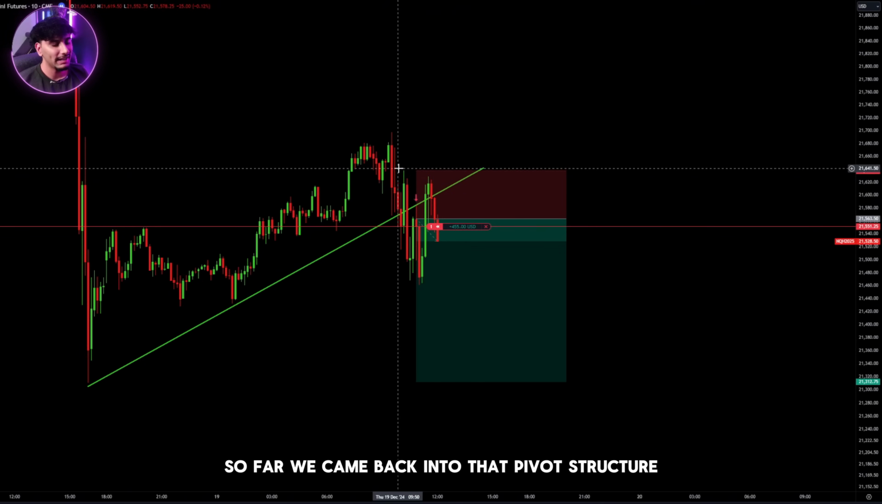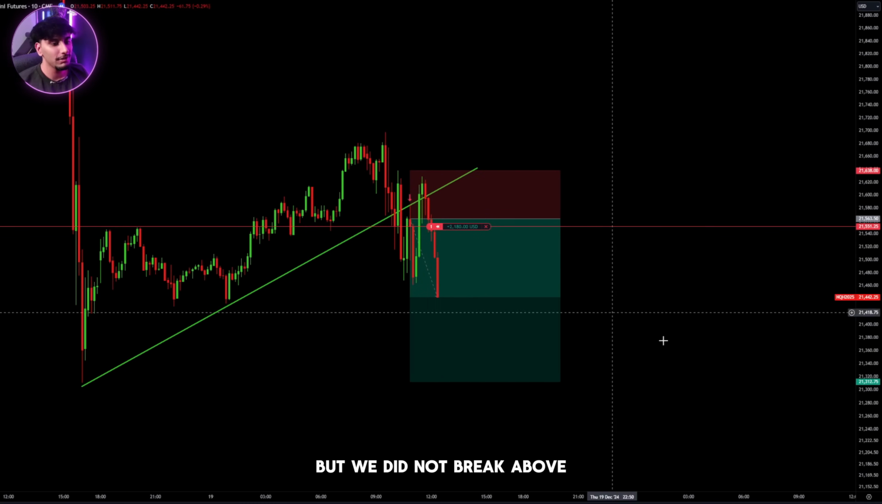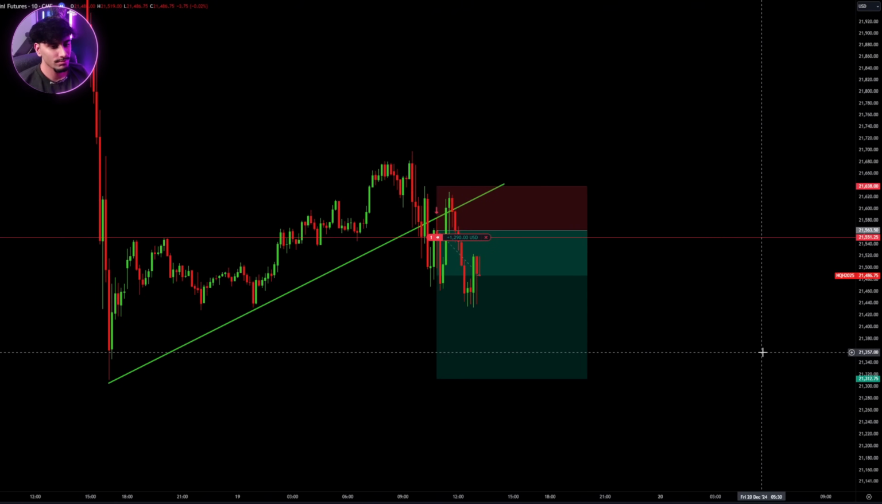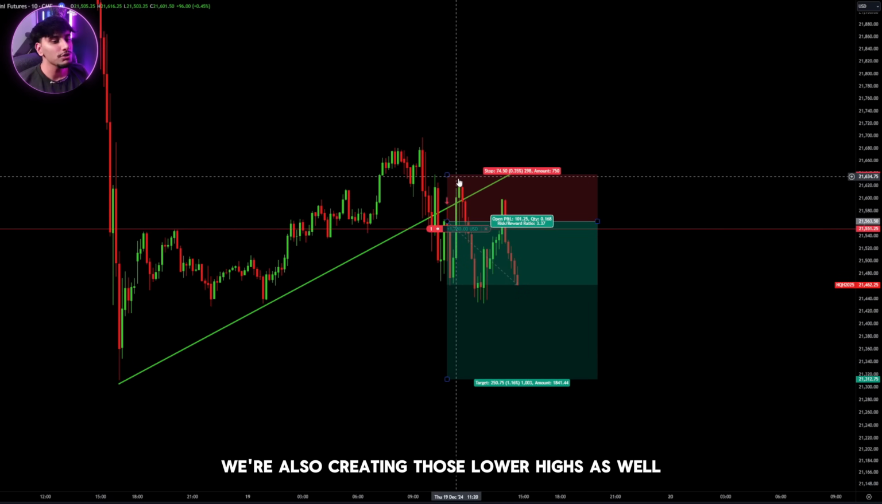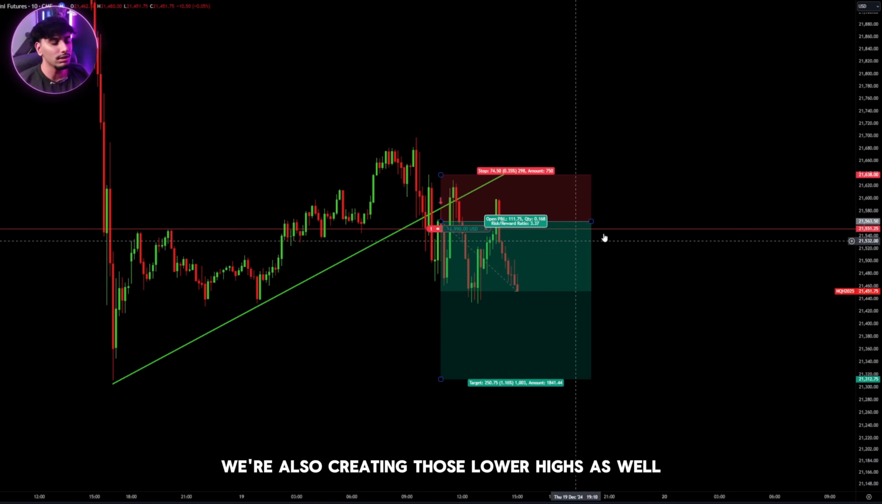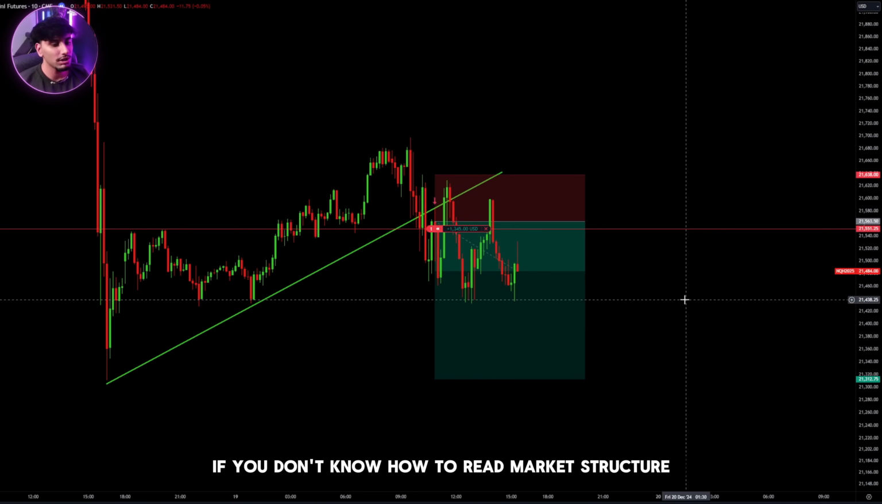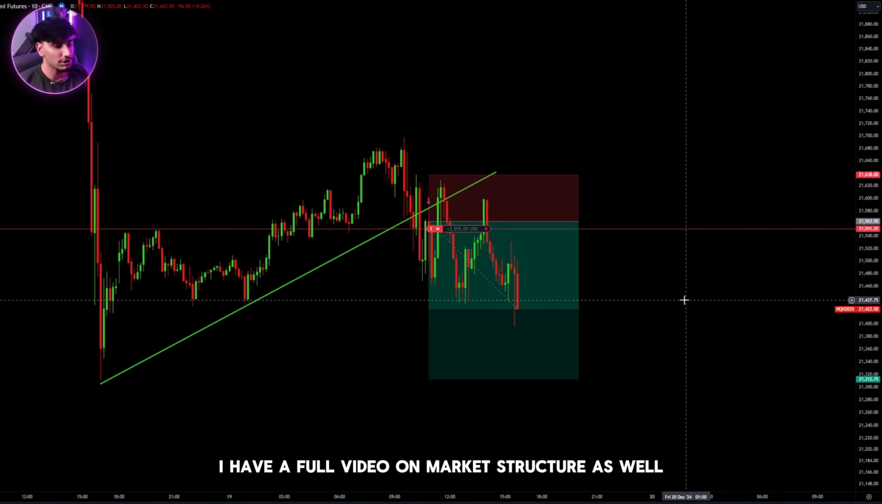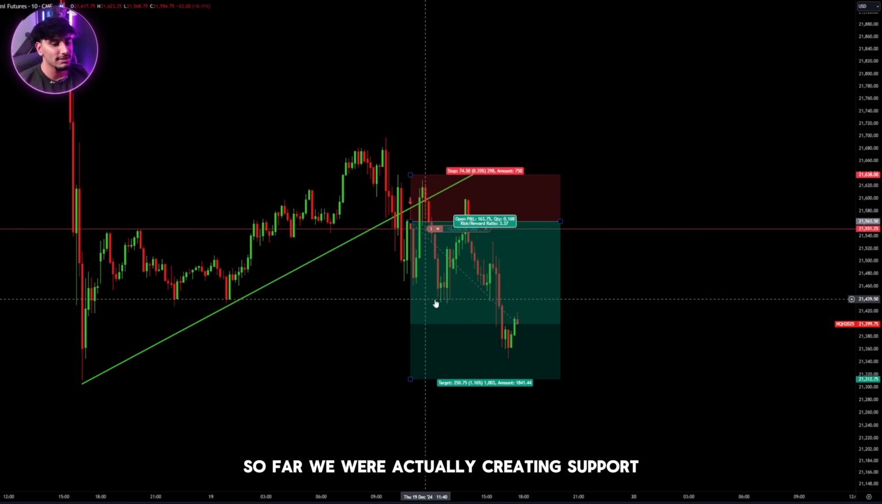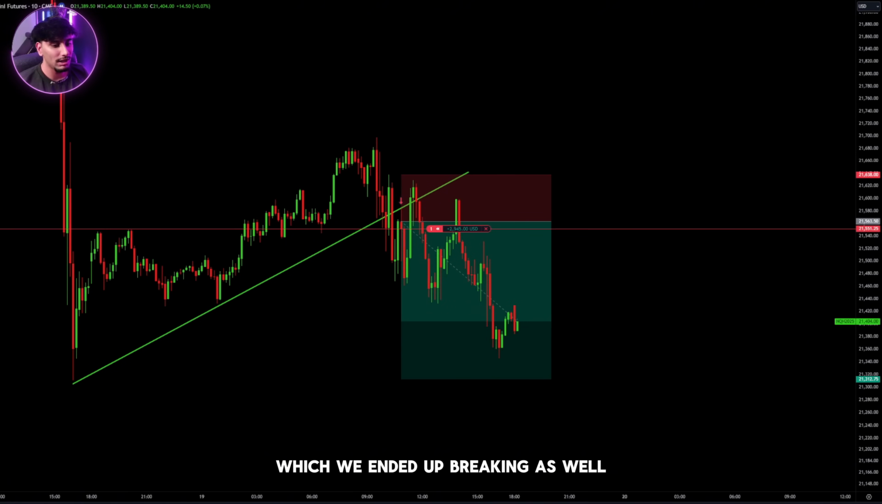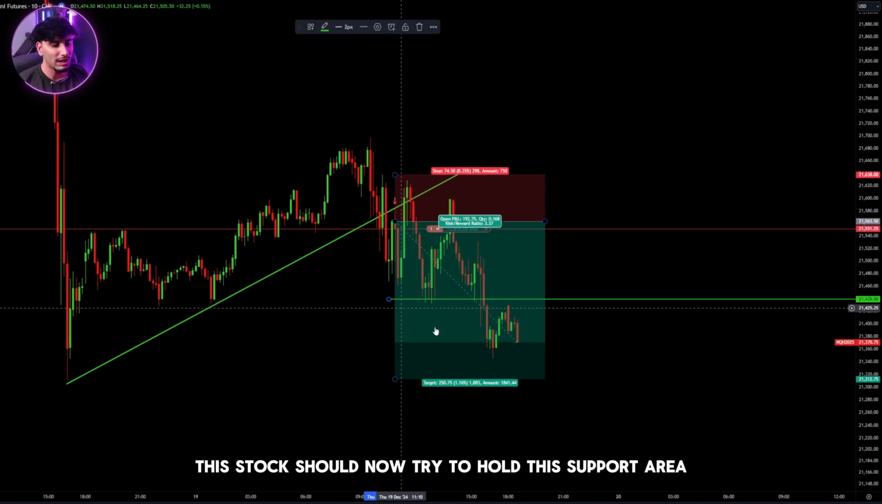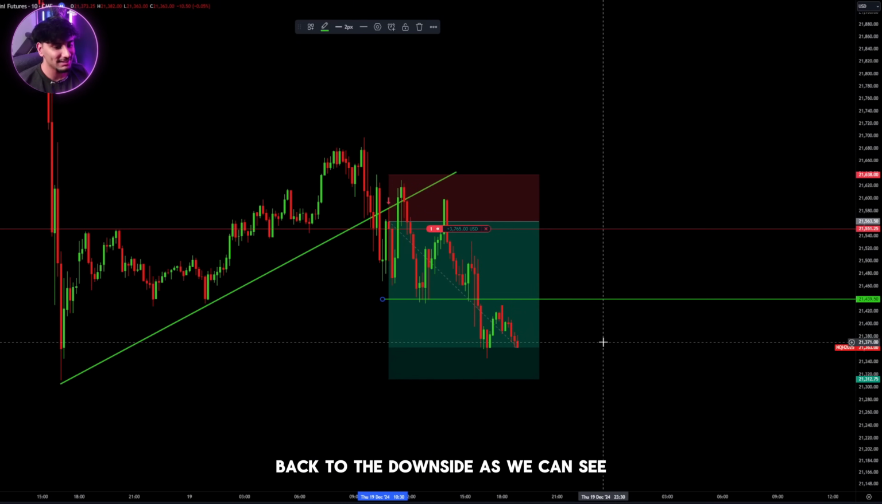So far, we came back into that pivot structure, but we did not break above. Therefore, we're still in this trade. We can see that we're also creating those lower highs as well. If you don't know how to read market structure, I have a full video on market structure as well. So far, we were actually creating support, which we ended up breaking as well. Therefore, this stock should now try to hold this support area back to the downside.